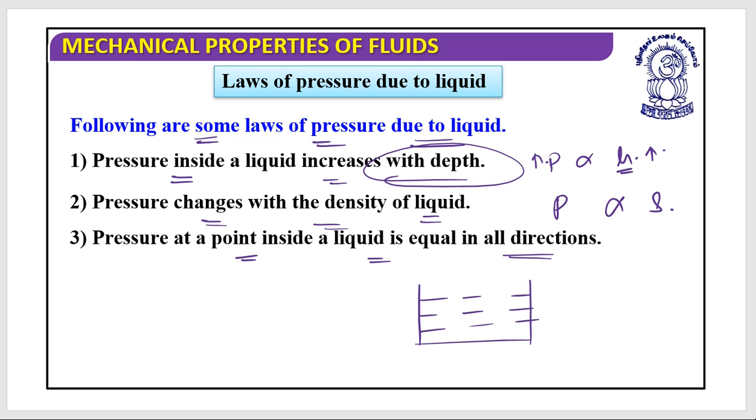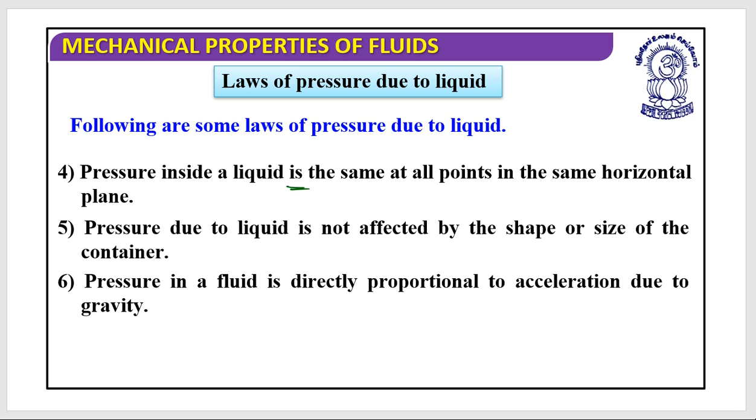Yes, so it is something like this. Let's have a look. Let's suppose this is the point. On this point pressure has been applied from every direction, something like this, and an equal amount of pressure is being applied from every direction. Next, pressure inside a liquid is the same at all points in the same horizontal plane. Yes, this is what we discussed at the very beginning in the last class. This was the situation, pressure at A and pressure at B. So at both, the pressure would be equal.